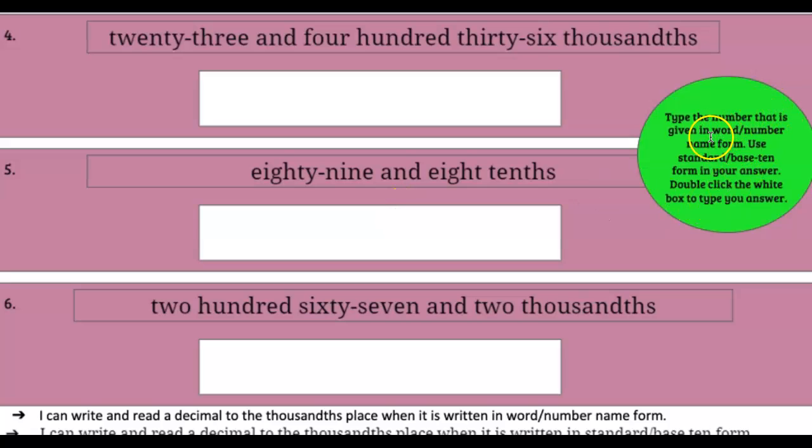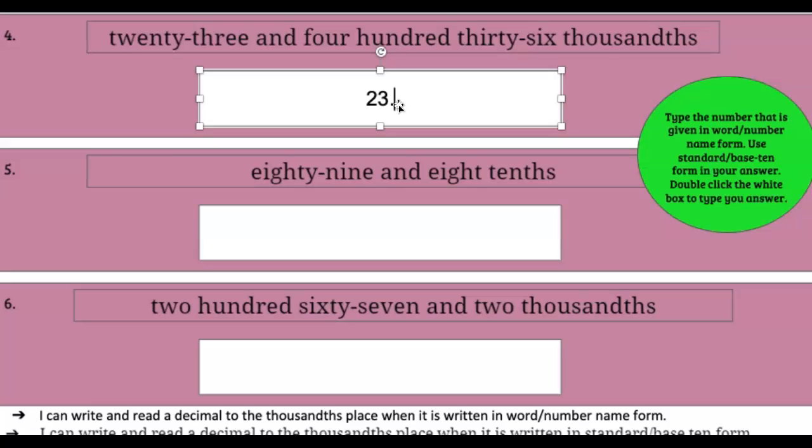Again, type the number that is given in word form. Use standard form in your answer. Double click the white box to type your answer. So I'm double clicking. Okay, 23 and, so I know 23 is the only thing that goes before my decimal. So I'm going to go ahead and write 23 and now I just worry about the decimal part.